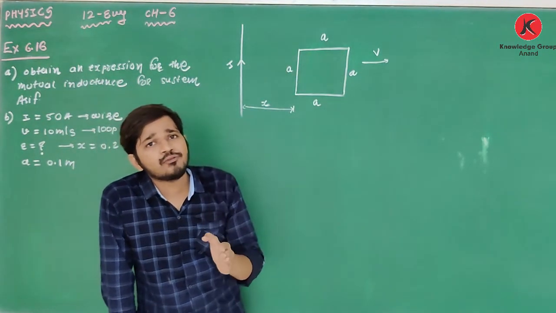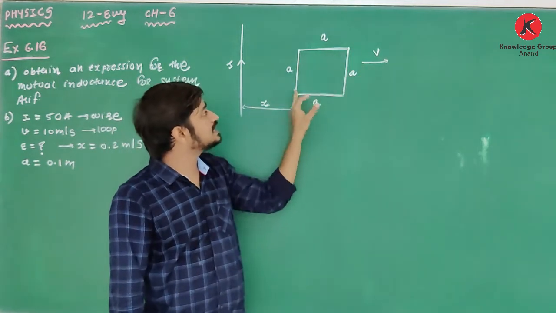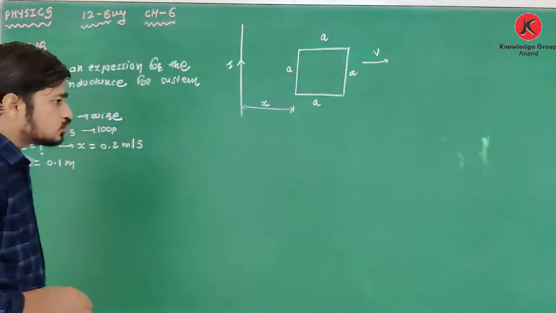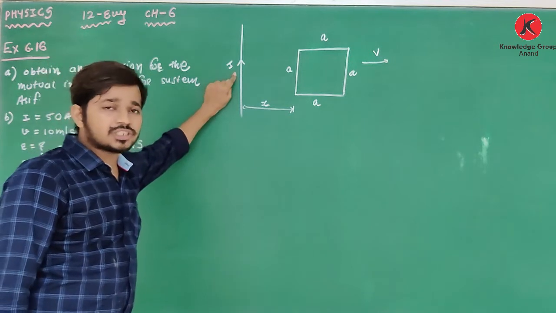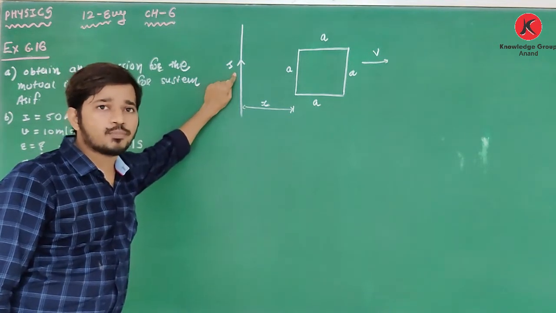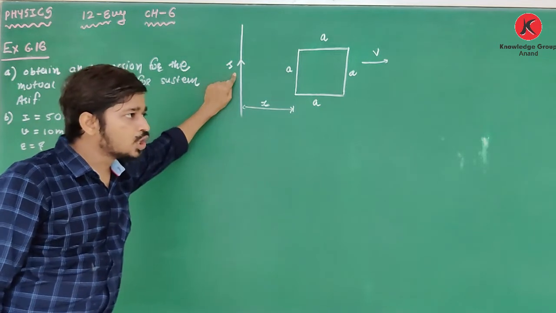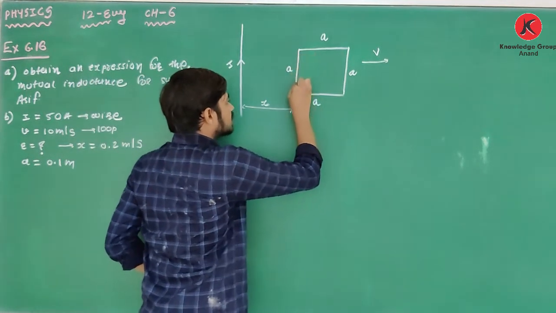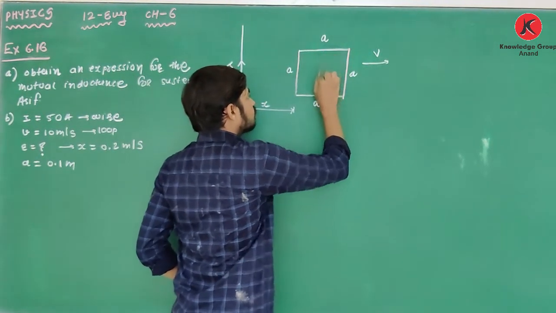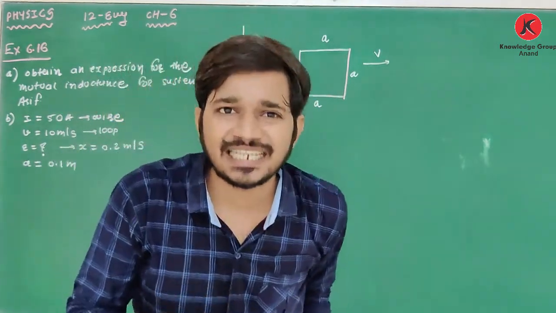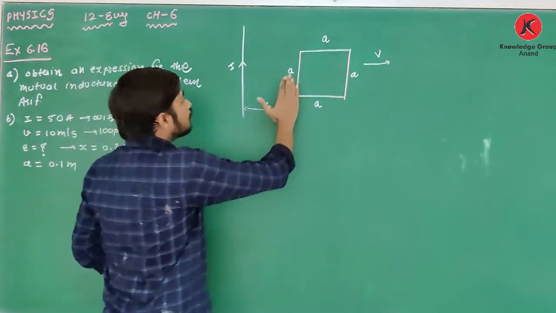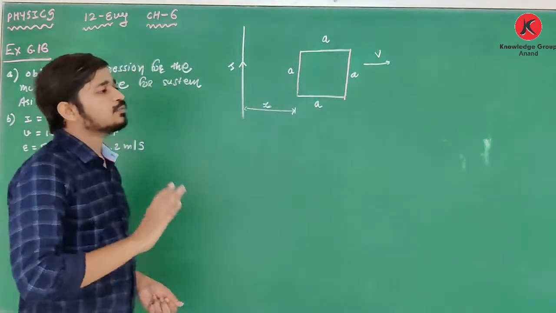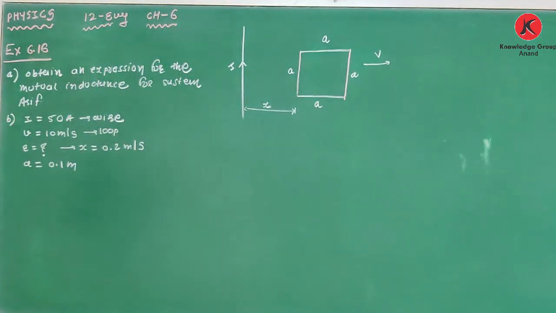But is the magnetic field constant over this square loop? No. Because the magnetic field due to such a current carrying straight wire is mu 0 I upon 2 pi r. Yes or no? Yes, it is. So is the value of the magnetic field the same at this point, this point and this point? No. The magnetic field is not uniform over this square loop. Then see what the method is.